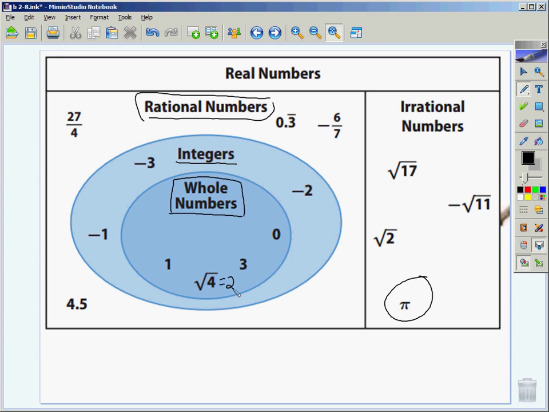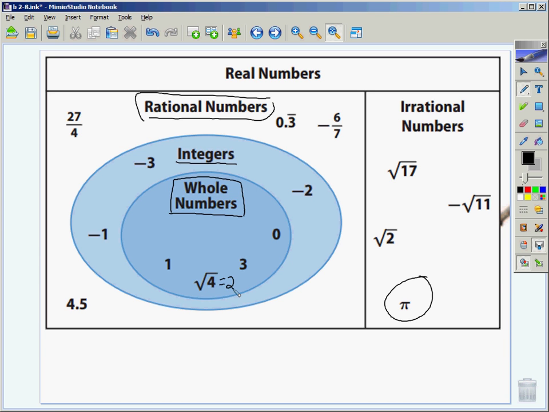Okay. A lot of you have real friends, right? Anybody have the other kind of friends? No, what are they called? They're called what? Imaginary friends, right? There are imaginary numbers. And you'll eventually learn about those as well.